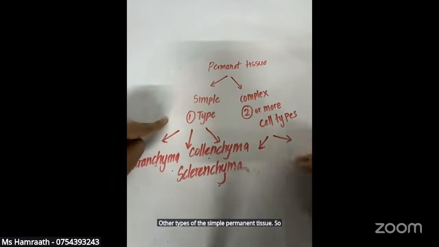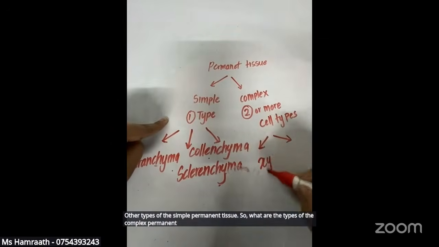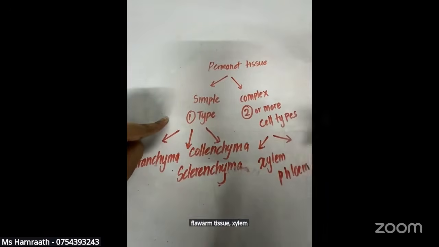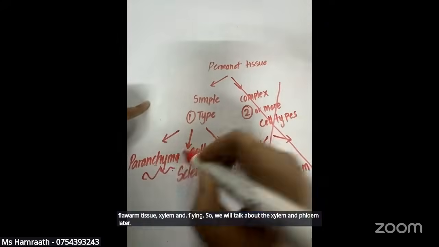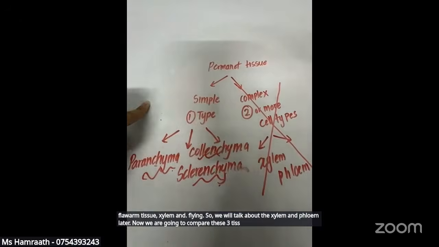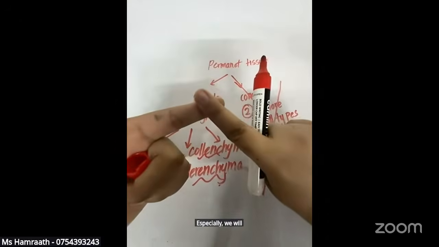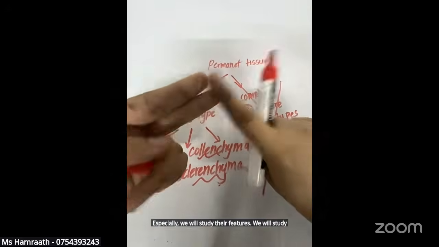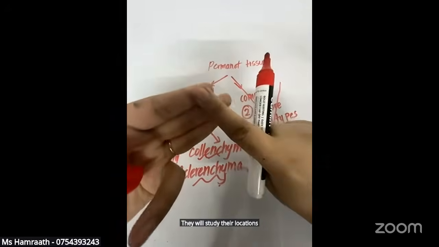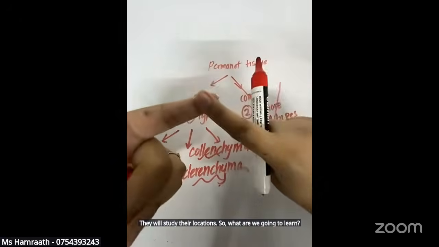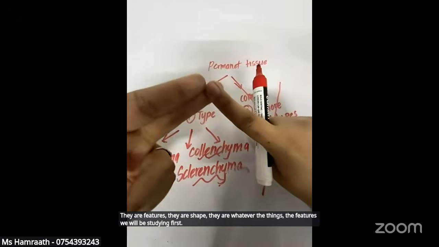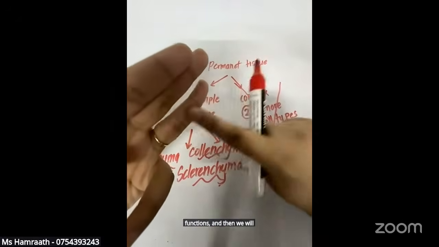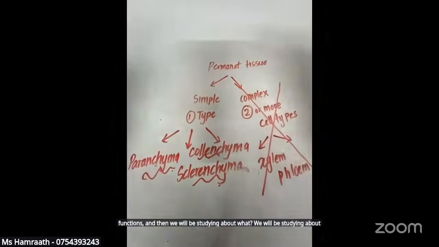So what are the types of the complex permanent tissue? Xylem tissue and phloem tissue. We will talk about the xylem and phloem later. Now we are going to compare these three tissues. Especially we will study their features, their functions, and their locations. First we will study their features and shape, then their functions, and then their locations, right?